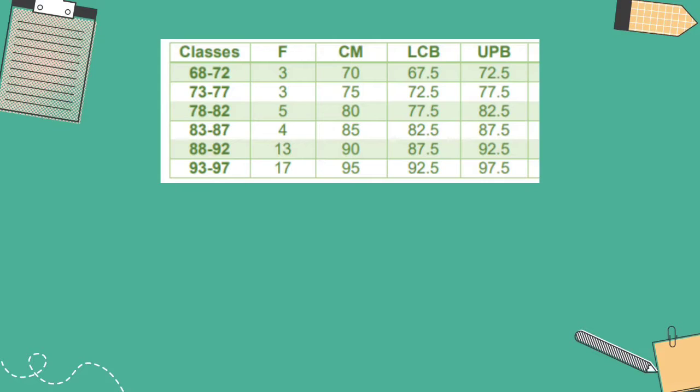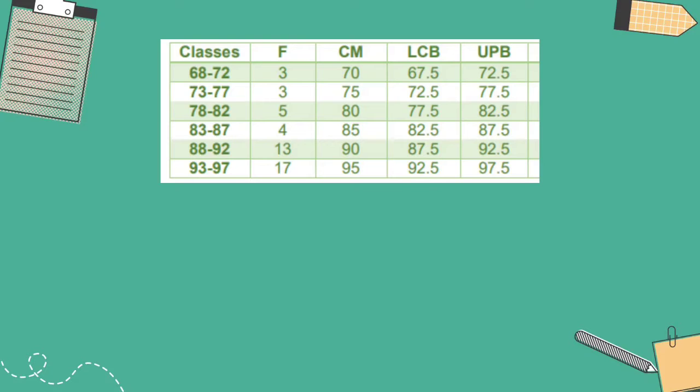In finding the frequency of every class, you will need to look at the data and count the digits that will fall into it. Let's say from our data, the classes 68 to 72 and 73 to 77 each have only 3 digits included in them. 78 to 82 has 5, 83 to 87 has 4, 88 to 92 has 13, and 93 to 97 has 17, and that is the frequency.